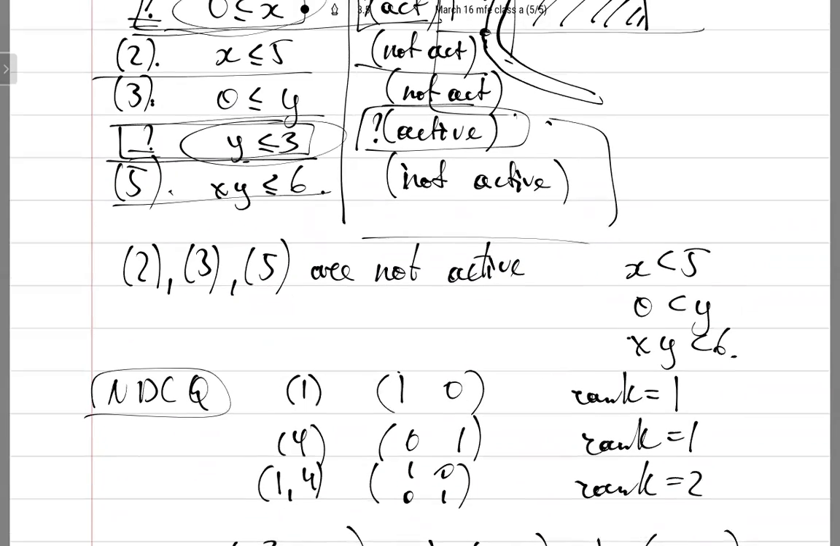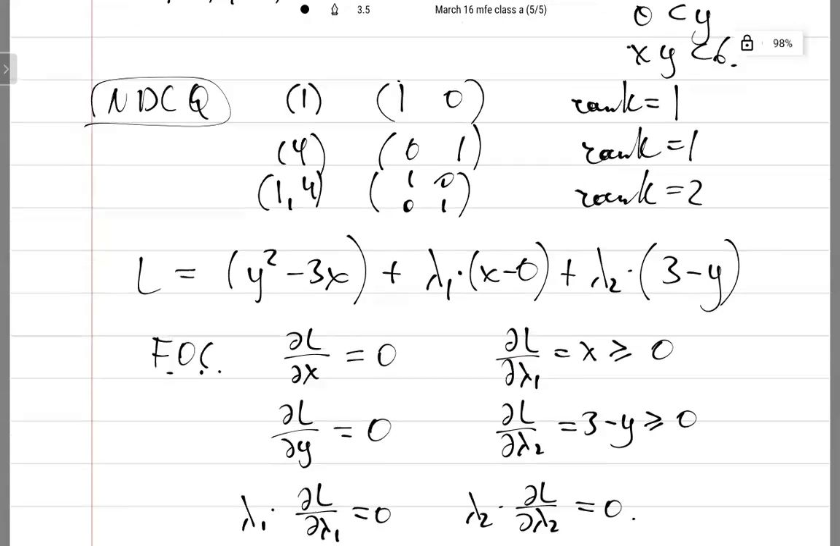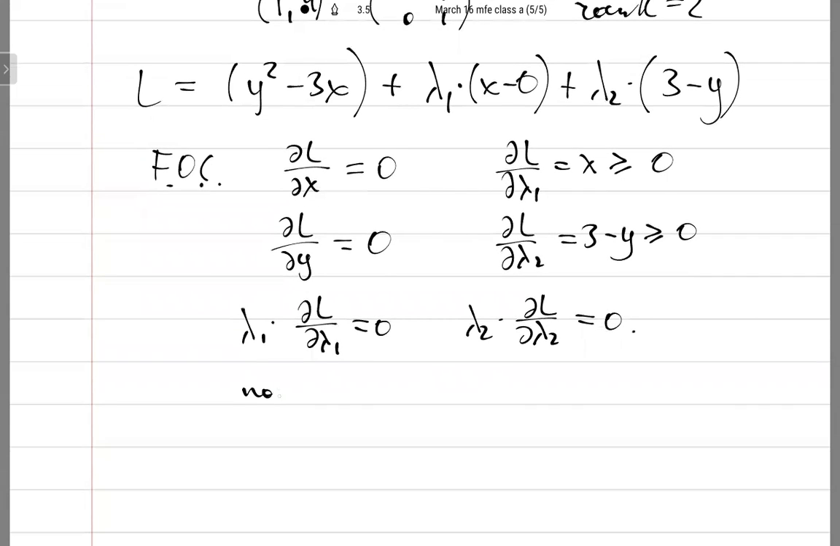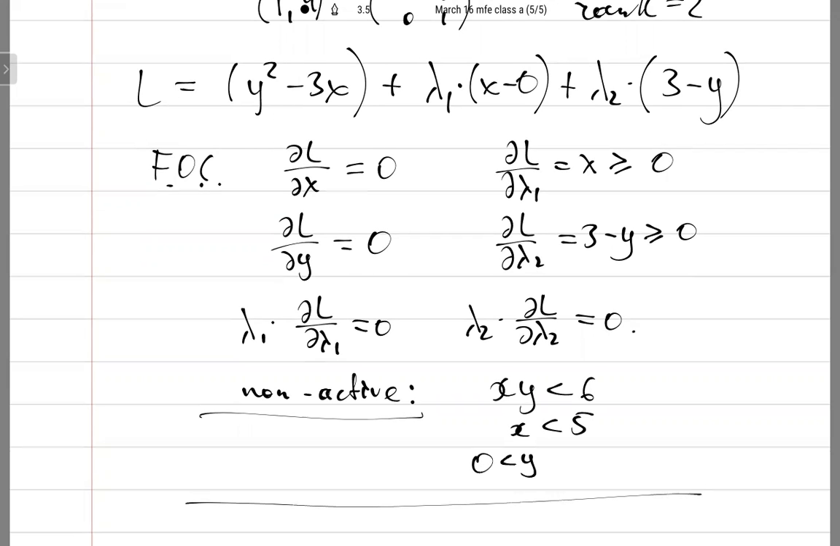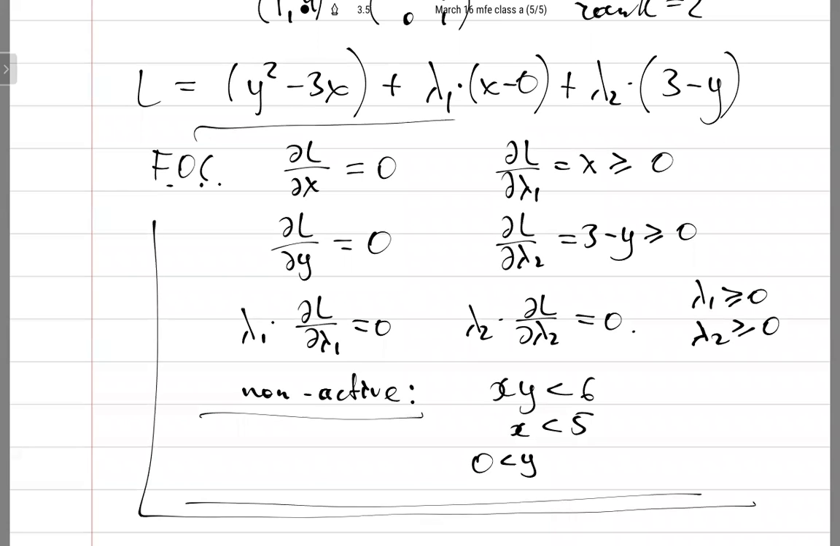And I need my non-active constraints. So I just copy the non-active constraints. They are basically xy is less than 6. What else? x is less than 5. And y is greater than 0. 3 non-active constraints I have copied. And something more, lambda 1 is non-negative. Lambda 2 is non-negative. So basically, these are the first order conditions.